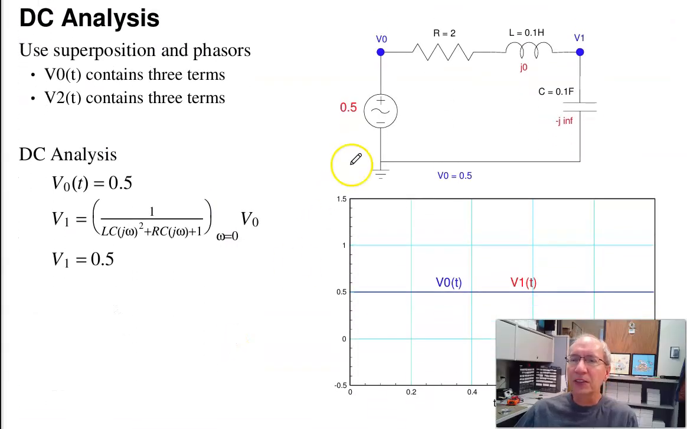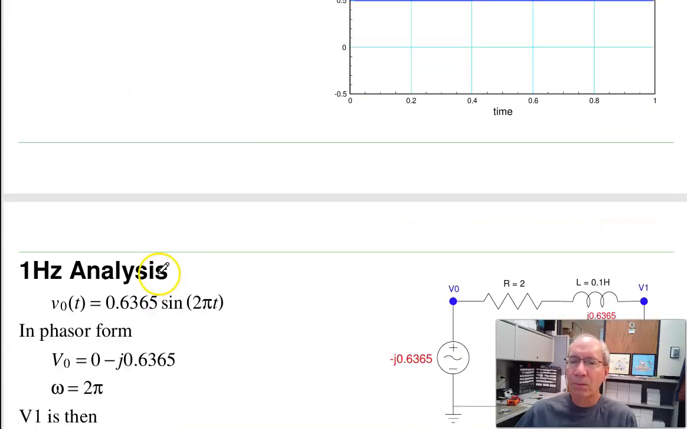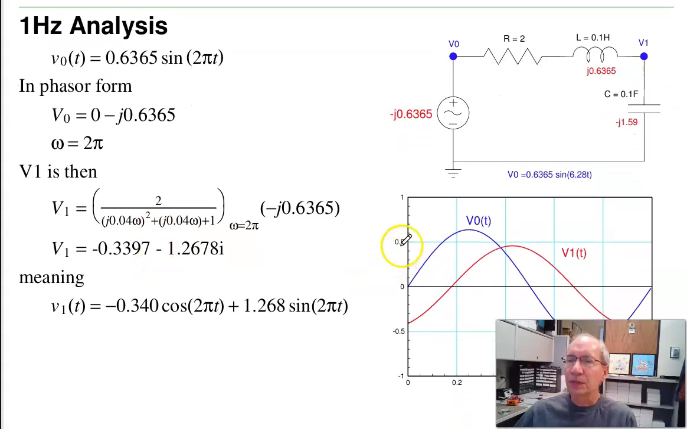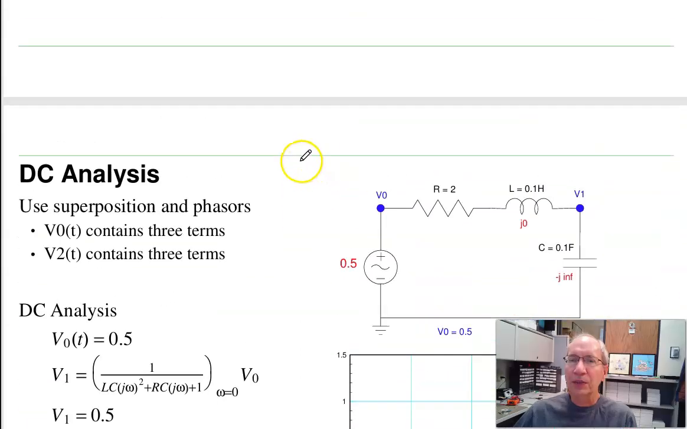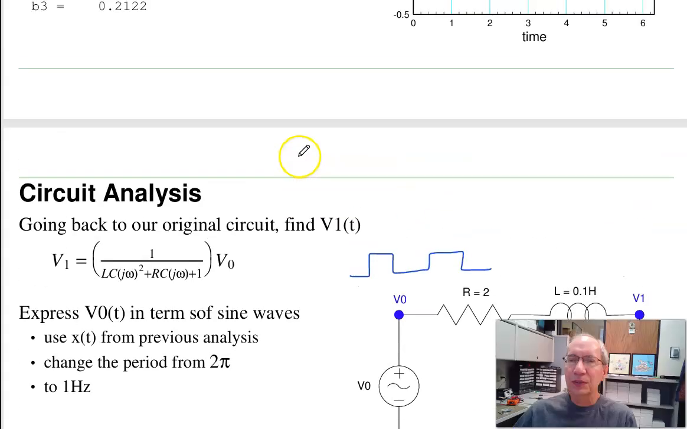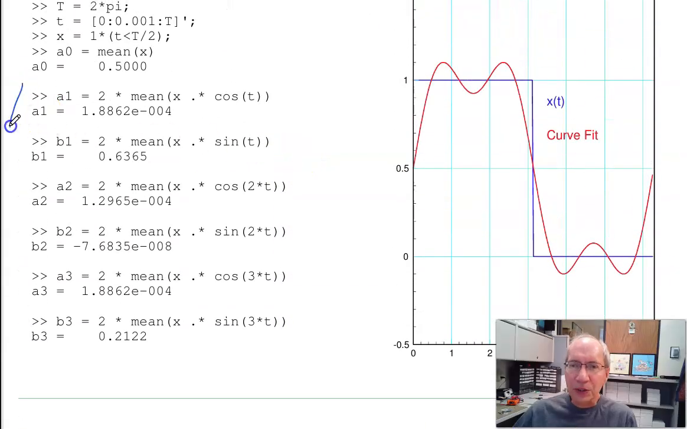So let's start with DC analysis. If the input is the DC term, 0.5, here's the inductor, there's the capacitor, I get V1 equals V0. At 1 Hertz, this is the input. Let's go back over here. At 1 Hertz, that's this term. This is the cosine term. There's the sine term. It's roughly 0.6365 sine.